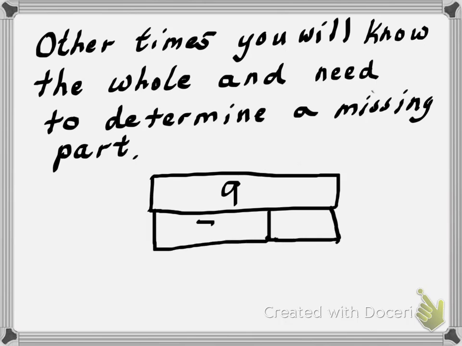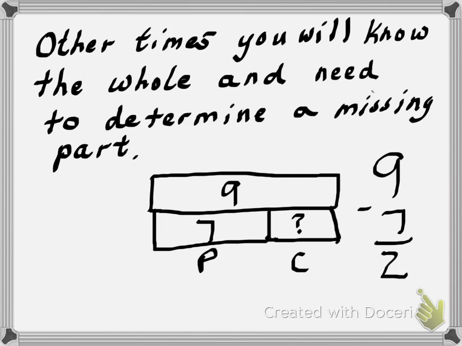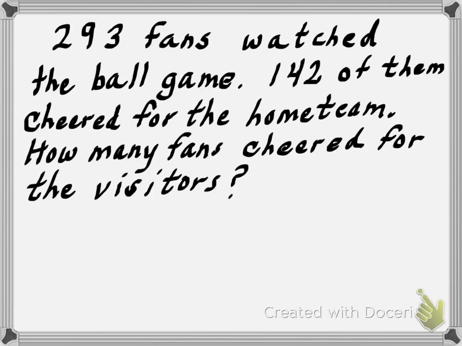They told us in the story that 7 were pitchers. What we don't know is how many catchers there were. In this problem, to find the missing part, I will use the operation of subtraction. 9 minus 7 is 2. 2 of Joe's cards were catchers. Now I have one for you to try, so you'll be pausing this video.